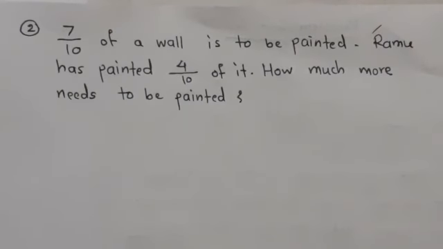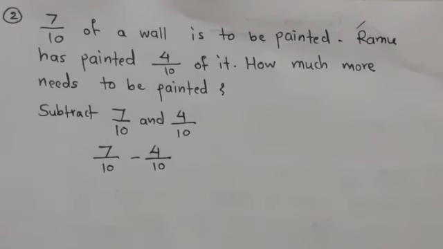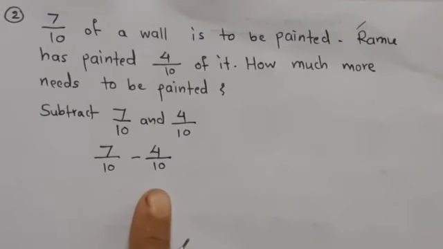Let's solve one word problem. 7 upon 10 of a wall is to be painted. Ramu has painted 4 upon 10 of it. How much more needs to be painted? In this sum, what we have to find? We have to find the difference between the painted wall and the wall which needs to be painted. So we have to subtract 4 upon 10 from 7 upon 10. Here 7 upon 10 and 4 upon 10, both the fractions are like fractions.